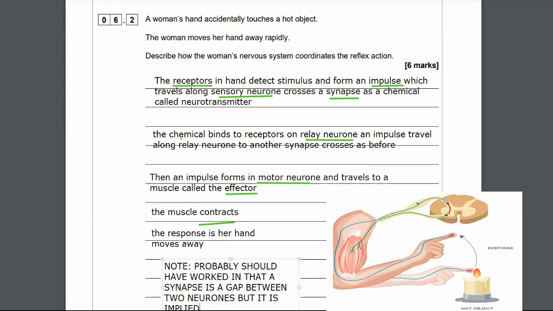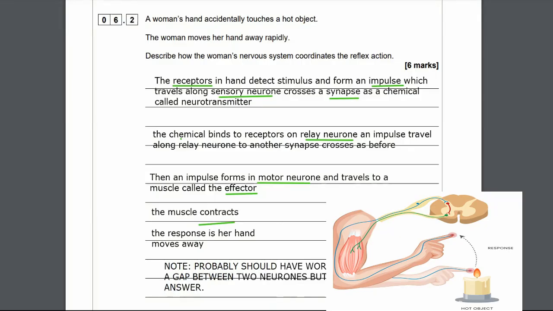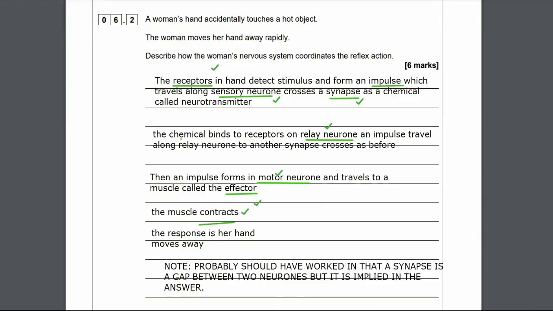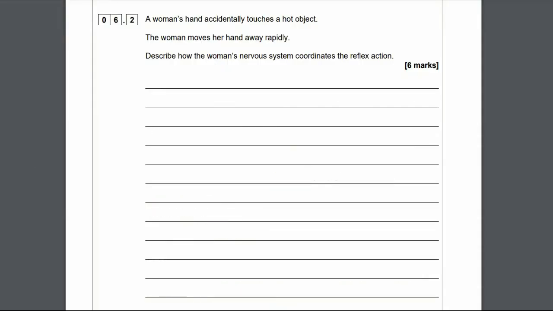Please note here that I probably should have mentioned the term that a synapse is a gap between two neurons, as I have implied it in the answer by saying the synapse is between the neurons, but its definition in GCSE is a gap between two neurons.